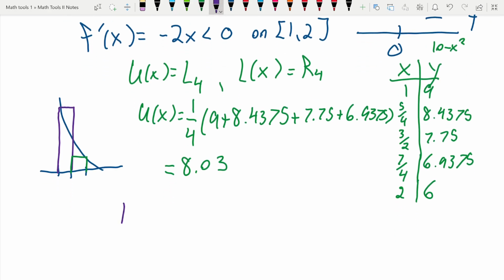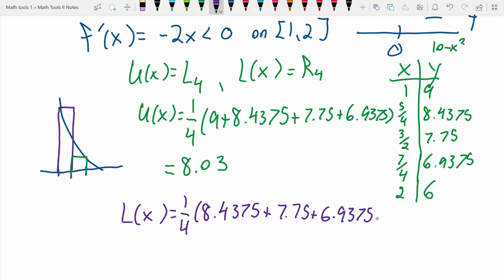For L of x, it's going to be 1/4. And now we're using the right endpoints: 7.75 plus 6.9375 plus 6. So this should come out to 7.28. Okay. So we would expect the actual area to be between these somewhere.